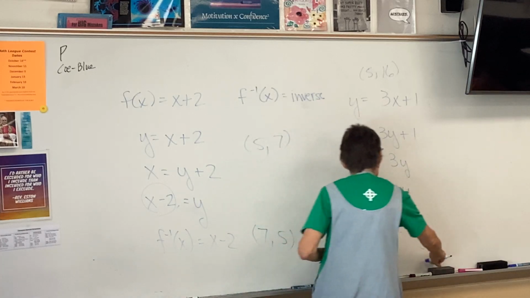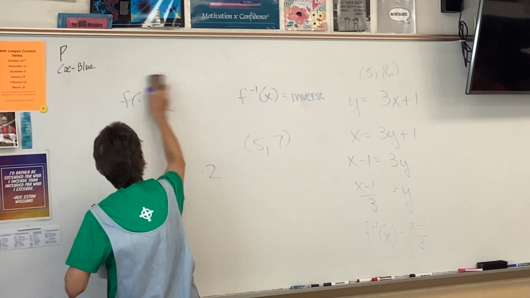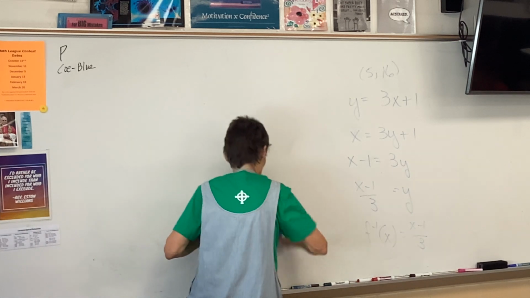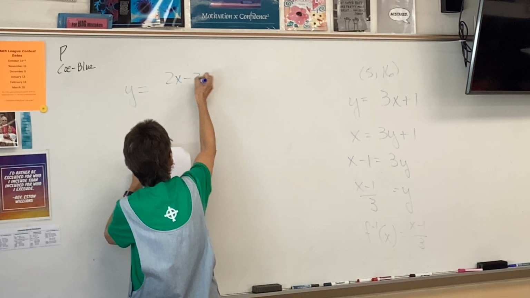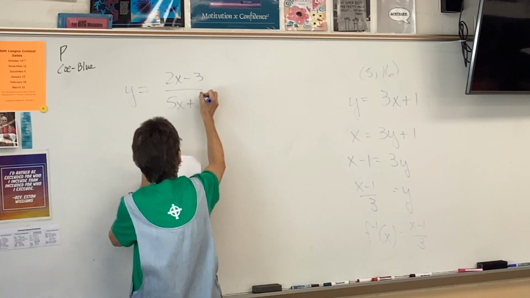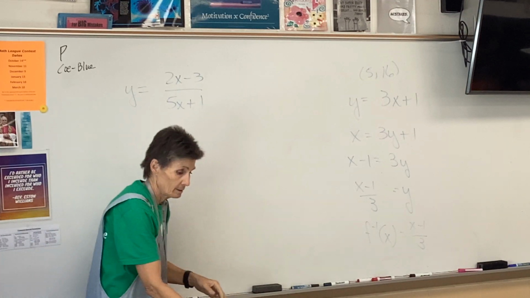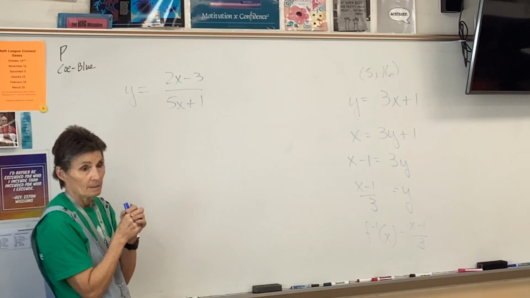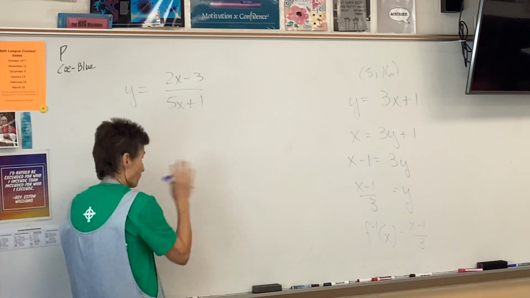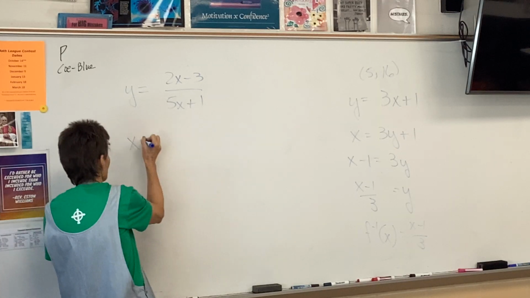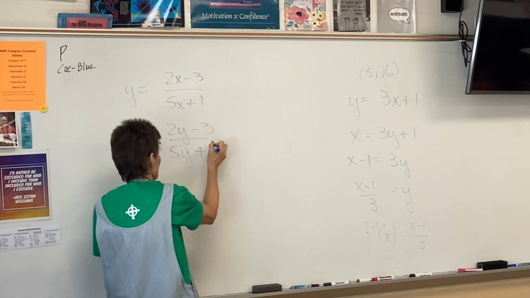All right, now we got a harder one. C is a little harder for you. All right, so here's my problem. Replace f of x with y. So I did that. Now what's my first step? Switch them. Switch them all. So you're going to have x equals (2y minus 3) over (5y plus 1).